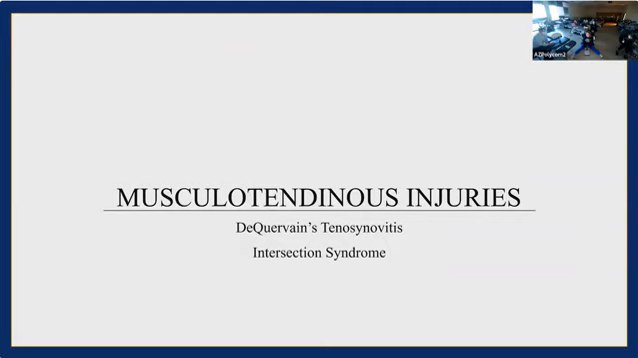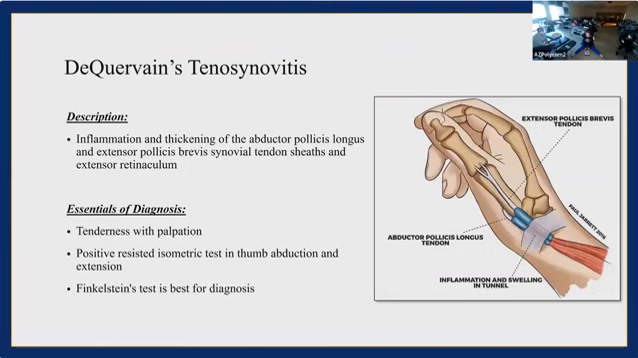So we move on to musculotendinous injuries. We'll look at DeQuervain's tenosynovitis and something called intersection syndrome. DeQuervain's is inflammation and thickening of the abductor pollicis longus and extensor pollicis brevis synovial tendon sheaths, and maybe the extensor retinaculum. Tenderness with palpation, positive resisted isometric test in thumb abduction and thumb extension. And then Finkelstein's test, one of my favorite tests, is best for diagnosis.